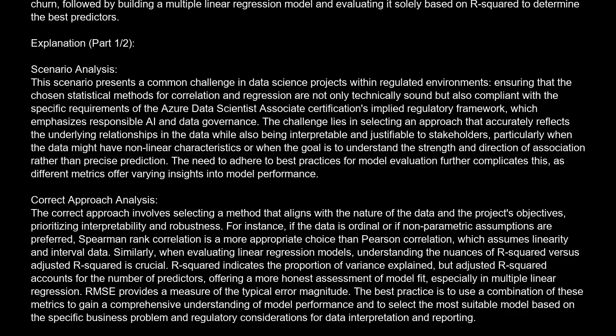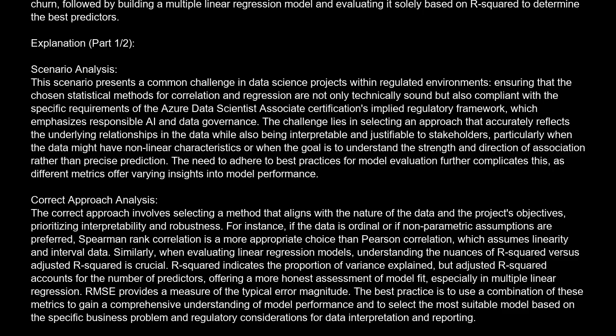The challenge lies in selecting an approach that accurately reflects the underlying relationships in the data, while also being interpretable and justifiable to stakeholders, particularly when the data might have nonlinear characteristics, or when the goal is to understand the strength and direction of association, rather than precise prediction. The need to adhere to best practices for model evaluation further complicates this, as different metrics offer varying insights into model performance. Correct approach analysis.